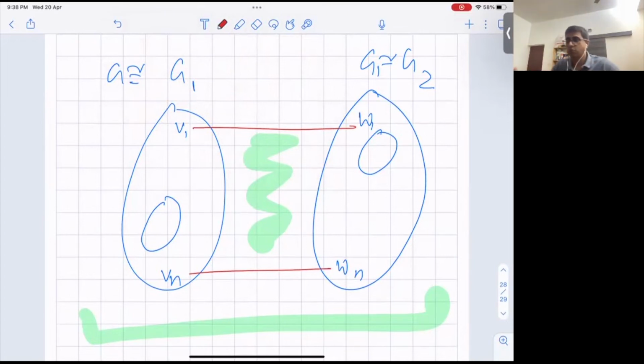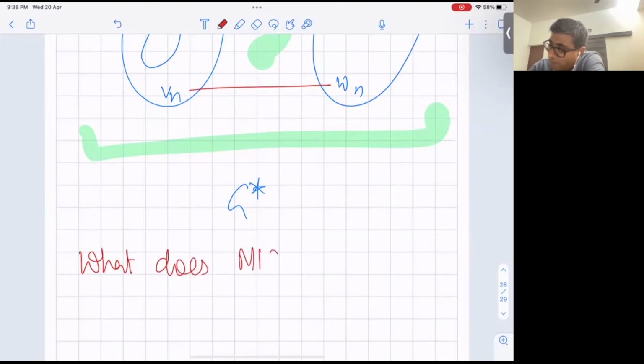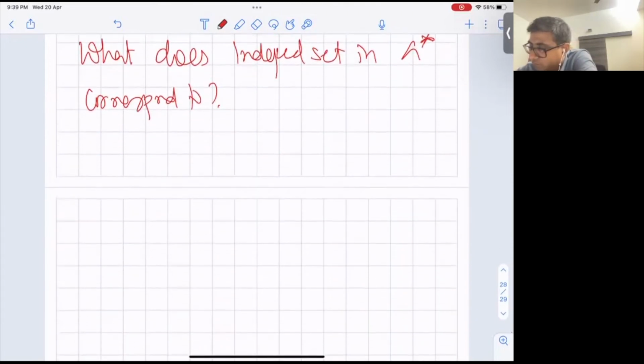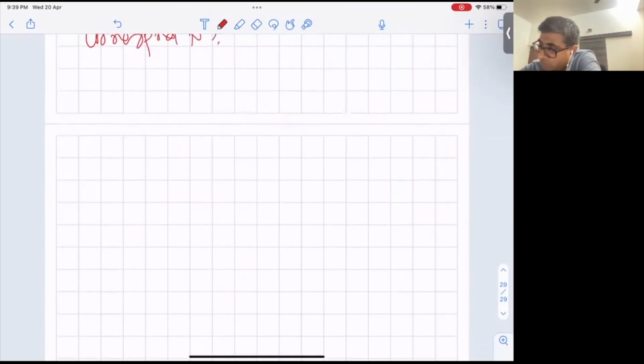So now you find a maximum independent set in this graph, in the G star graph. What does that correspond to? Now I ask you, forget about maximum, what does an independent set in G correspond to? What does an independent set in G star correspond to? Please tell me. Okay, so here's your construction.